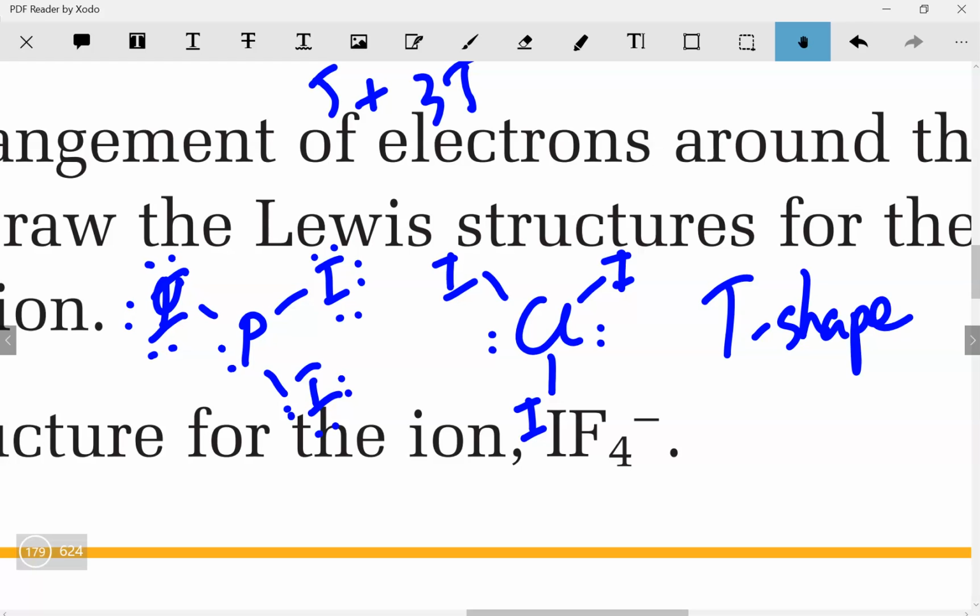But again, hopefully we're used to doing this by now. When you get enough practice, you can look at this and tell what shape it will be and how it looks. But again, practice is key. Count the number of electrons, throw them on until you get the structure.